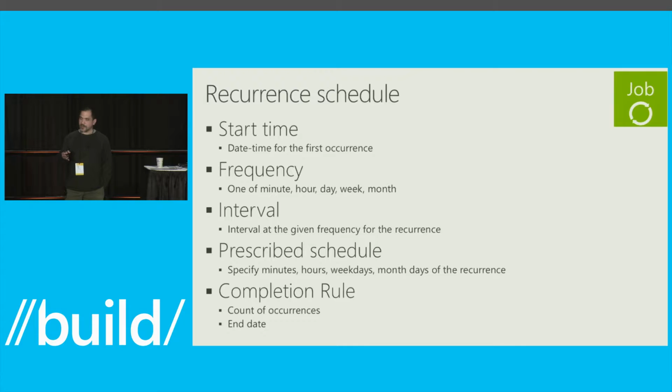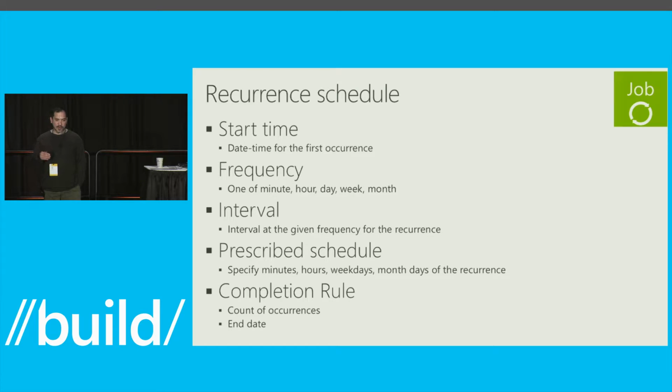The frequency, so the frequency can be minute, hour, day, week, or month, and we'll run at that frequency at the given interval. So if I want it once a minute, every 5 days, every 3 months, that's the interval that you supply.